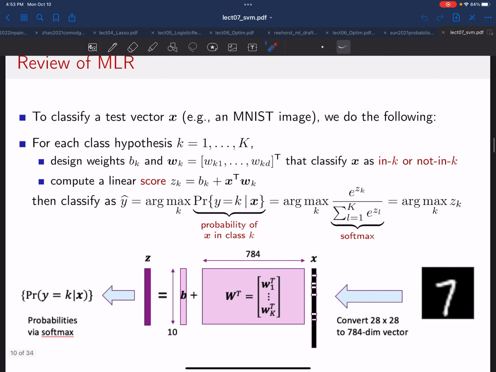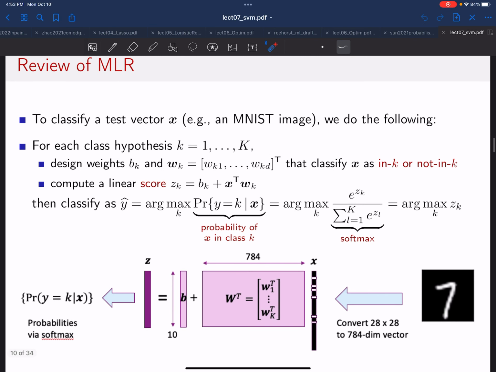So let's take kind of a close look. Let's think back to what is happening in MLR. This is the procedure that we use to classify our test vector X, which in this case we know is a rasterized MNIST image. For every class hypothesis, and in this case we have 10 of them total, capital K is 10, we're going to design our bias b_k and our weights w_k that classify X as either in K or not in K. That's the one versus rest approach.